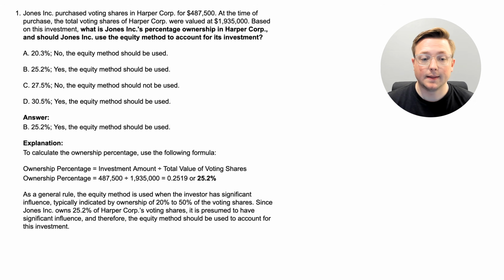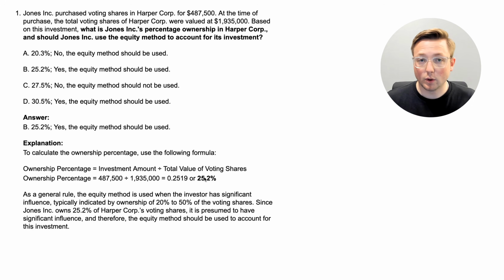All right, here we are. The answer is B. They would have a 25.2% ownership percentage, and that means that, yes, they would use the equity method. To calculate the ownership percentage is pretty easy. You probably already did this part yourself. You just weren't sure necessarily what the equity method was. $487,500 divided by $1,935,000 is 0.2519, or really 25.2%.